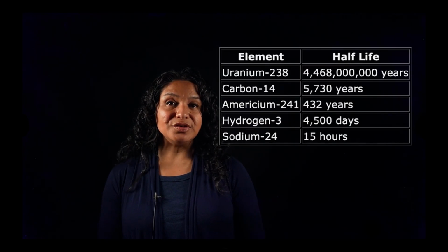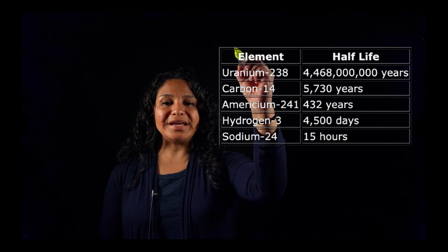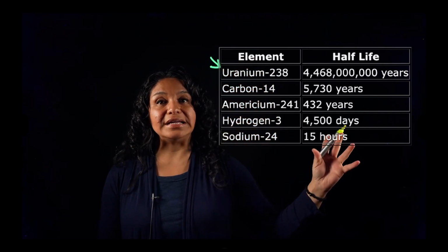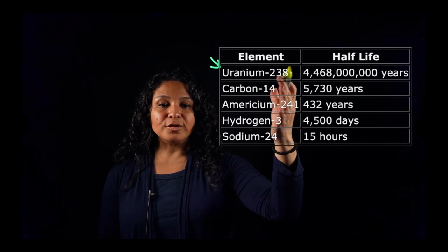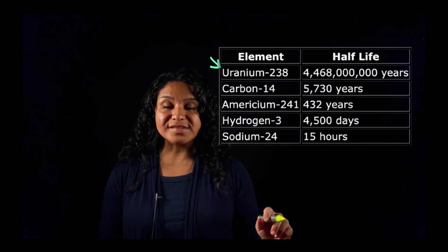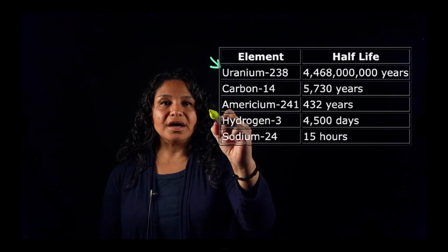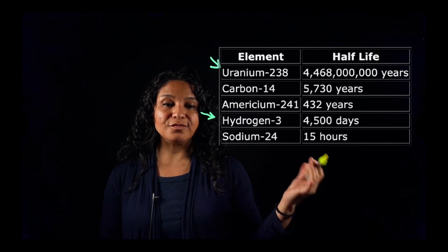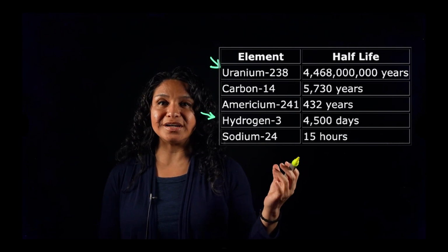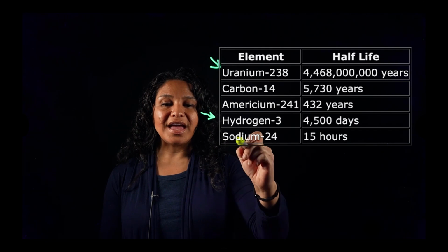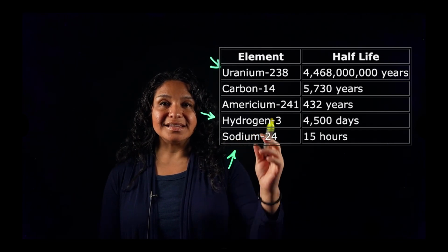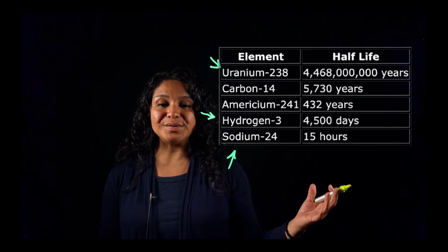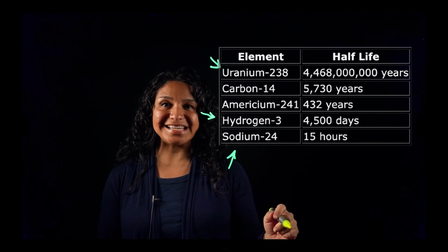Here are some examples of known half-lives. As you can see, uranium-238 is huge and it has a very, very long half-life. Carbon-14 has a half-life of just over 5,000 years, all the way down to one of the isotopes we saw earlier, hydrogen-3, tritium, which is 4,500 days, so it has a relatively short half-life. And then sodium decays, half of it decays only within 15 hours. So within a day or two, sodium-24 will completely decay.